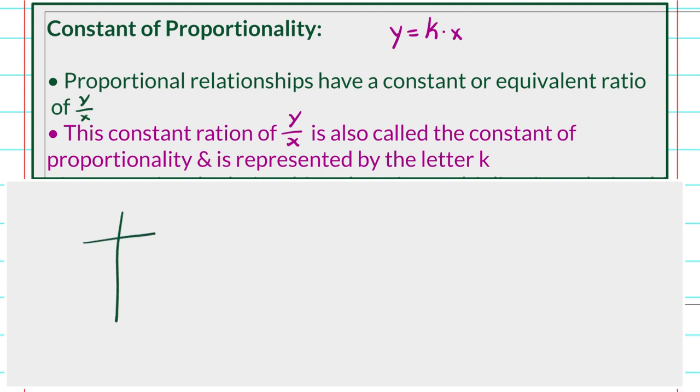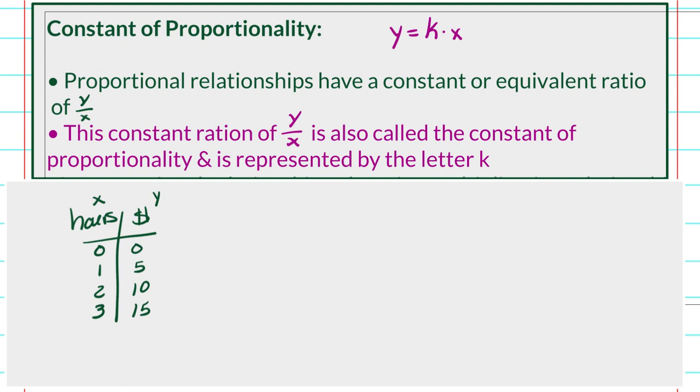Here's an example. Hours and money. Okay, hours is going to be my x, money is going to be my y. If I work 0 hours, I make 0 money. If I work 1 hour, I make $5. If I work 2 hours, I make $10. If I work 3 hours, I make $15.